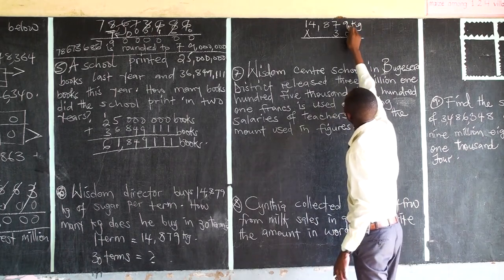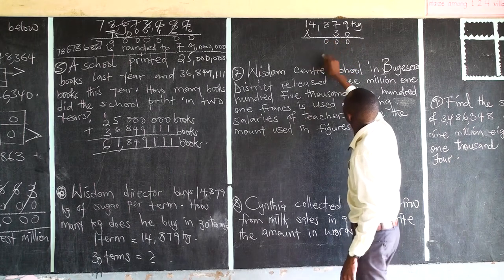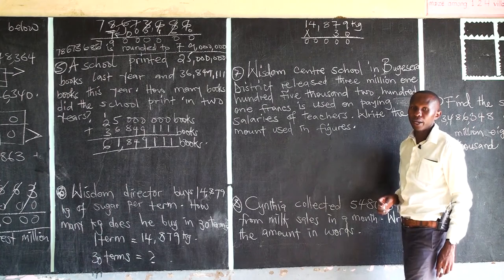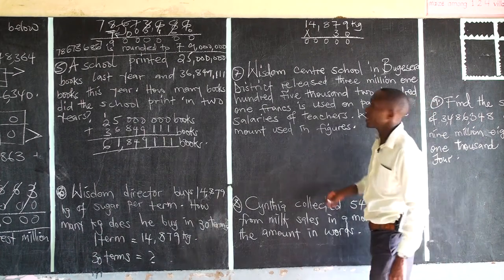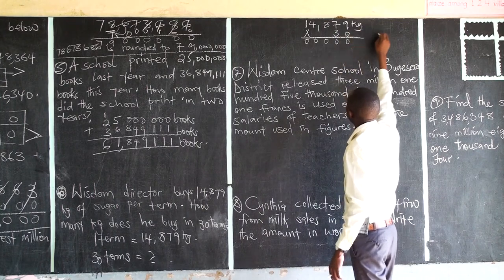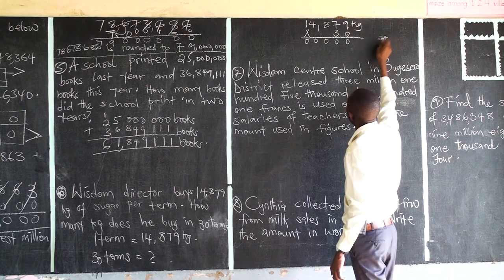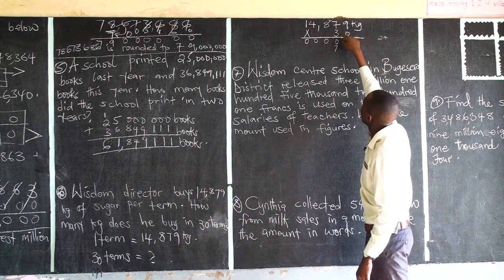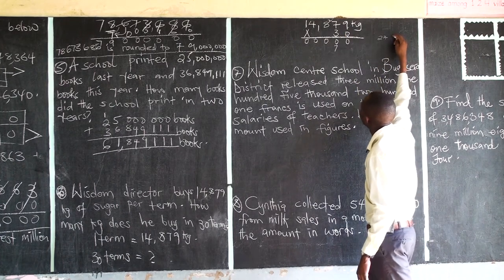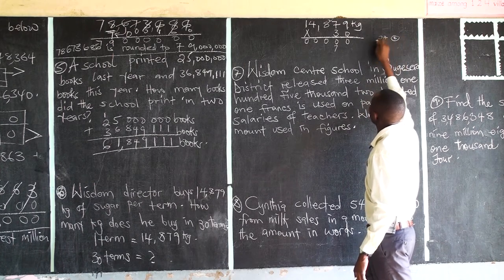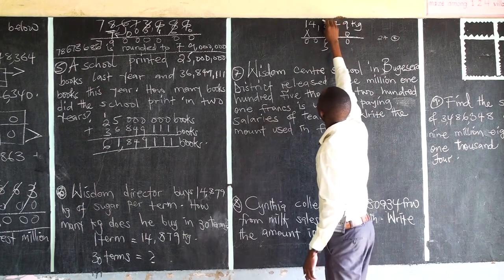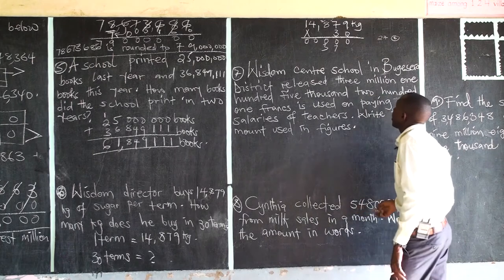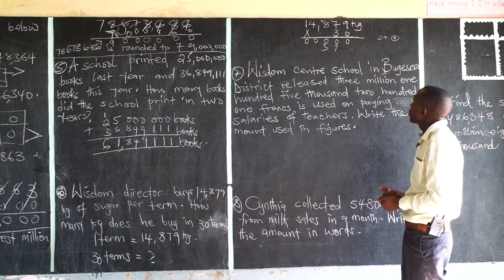I'll say 0 times 0, 0 times 9, 0, 0 times 7, 0, 0 times 8, 0, 0 times 4, 0, 0 times 1, 0. Then I will come to 3. Remember, 3 is under the place value of tens. I'll now say 3 times 9, it will give us 27. We shall write 7 here. We regroup 2. Then we say 3 times 7, that is 21. 21 plus 2 gives us 23. We write 3 and regroup 2.